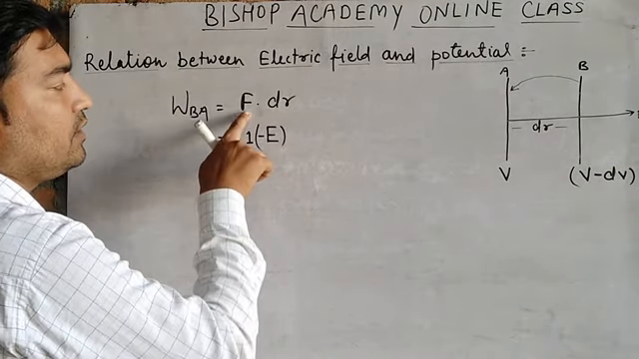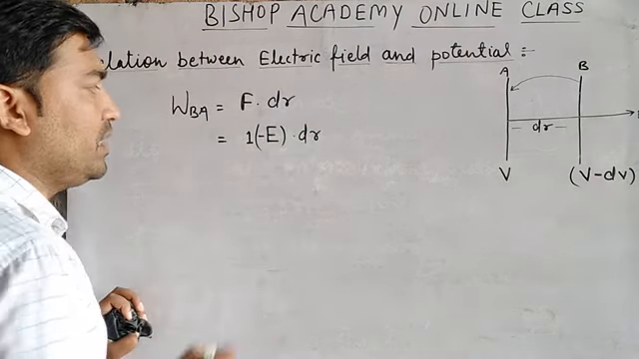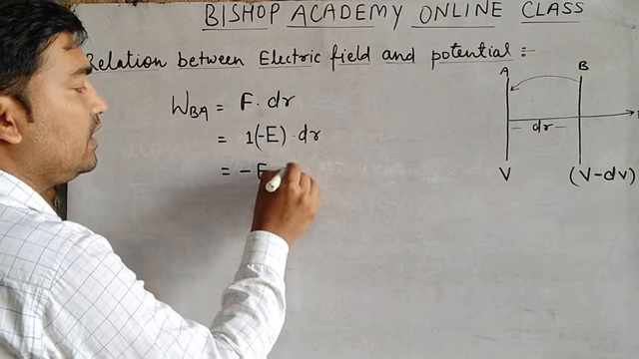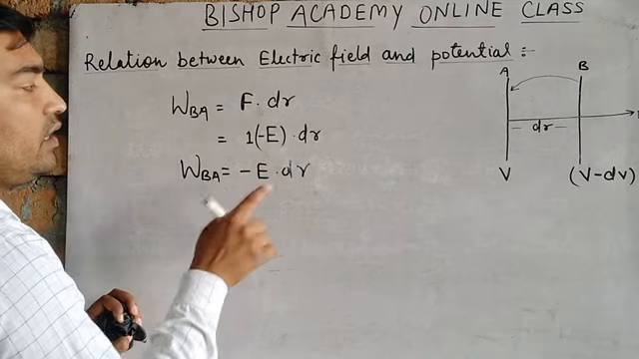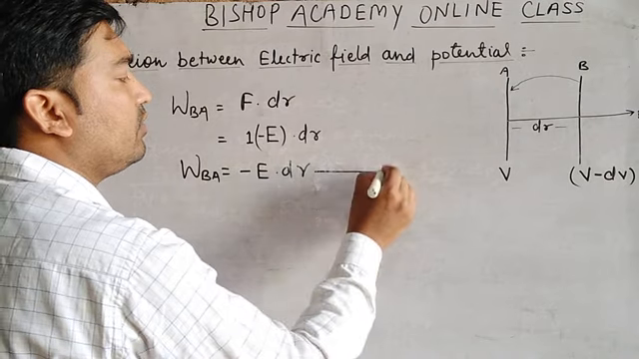This is Q into E. This is force, and dr is the displacement. Then it is minus E into dr. It's okay? This is the work done in bringing a test charge from B to A. This is equation number 1.